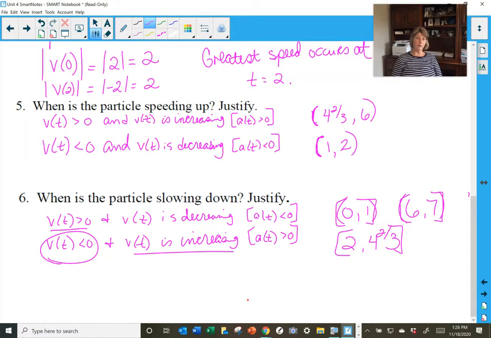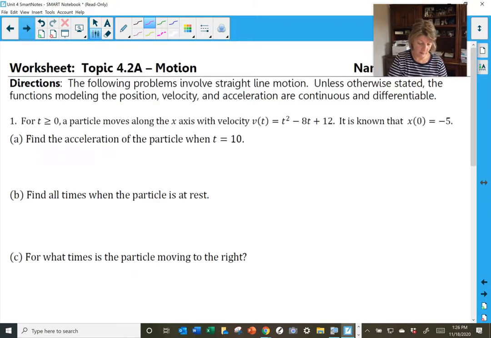Alrighty, that is a long lesson. I wanted to cover enough of it so that you get the idea of it, give you enough examples. So your homework is to work on the motion worksheet. That should follow very closely to what we just did.